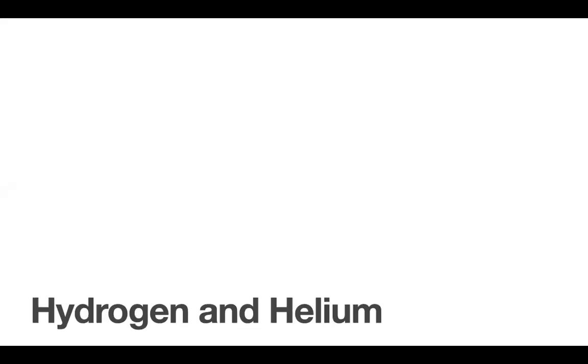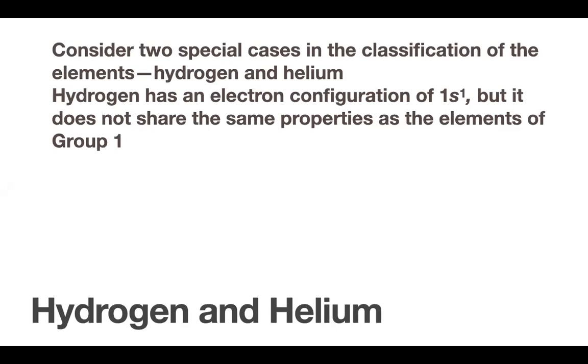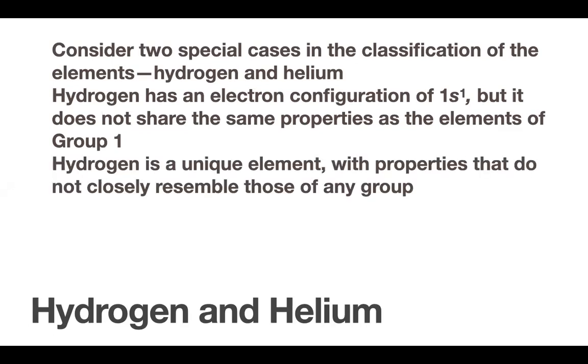Okay, so again, even the group 2 metals are going to react with water to produce hydroxides, which is why they're called alkaline earth metals. Hydrogen and helium are special cases. Even though hydrogen has the same configuration as the alkali metals, it doesn't share the same properties as the elements of group 1. Hydrogen is a unique element and it is a non-metal.